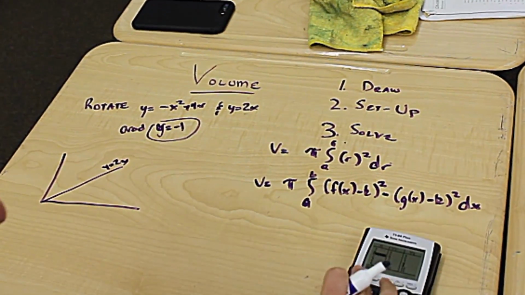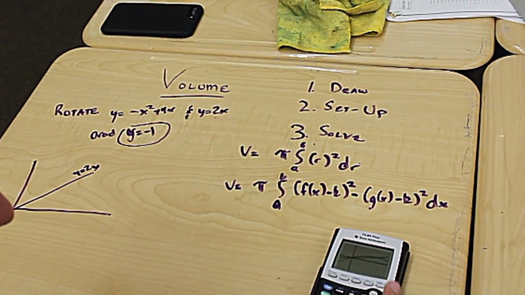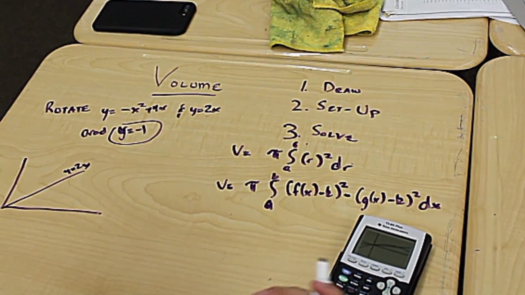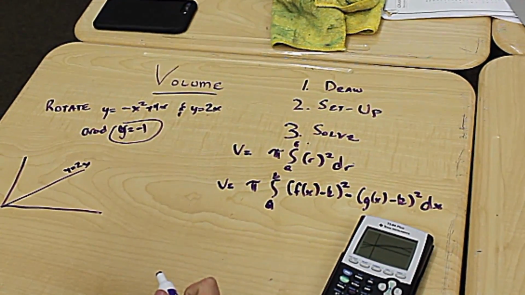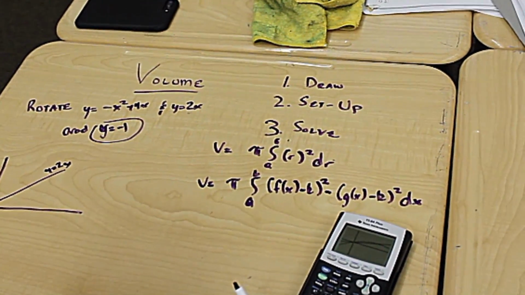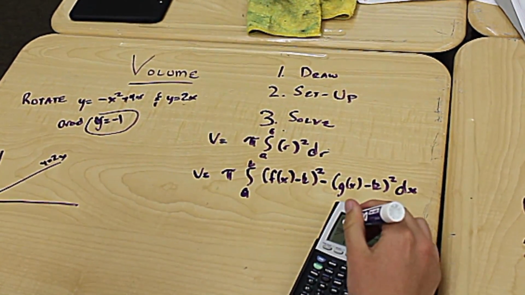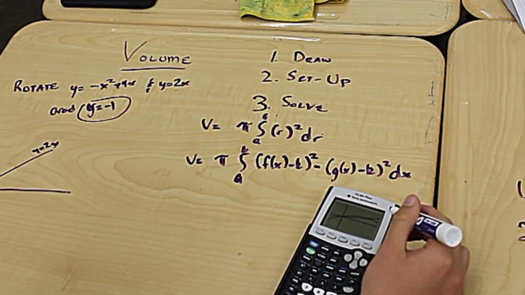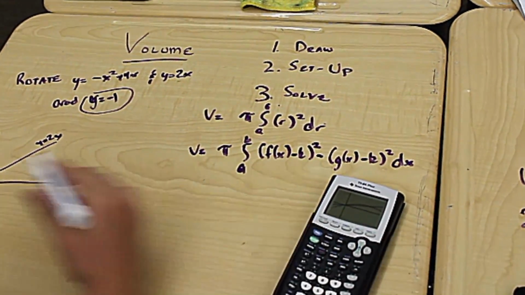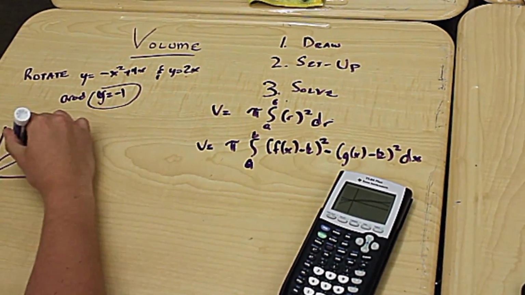But you kind of need to check out what y is equal to negative x squared plus 4x is. So as you can see by the graph, since y is equal to 2x is a straight function, that means it must be the bottom function. So you can just draw it like that.